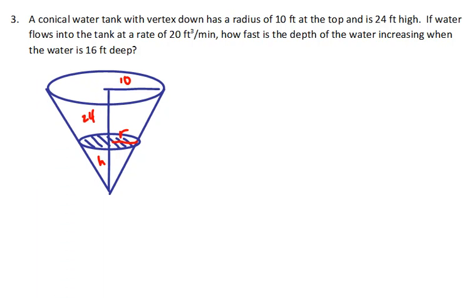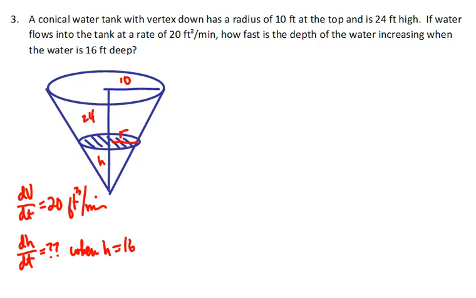and we want to find a formula. Let's first talk about the types of rates that we have available here. The water is flowing into the tank at a rate of 20 feet cubed per minute, and that's going to be dV/dt. And we're trying to find out how fast the depth of the water is increasing when the water is 16 feet deep. So we're looking for dH/dt when h is equal to 16.